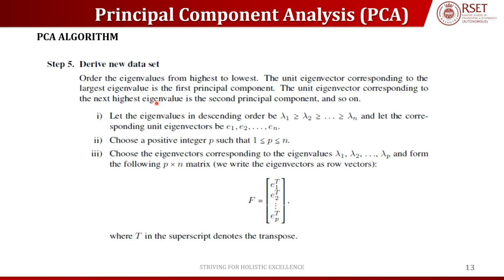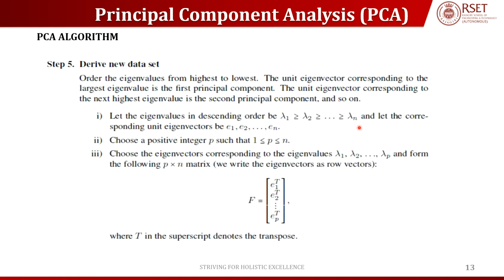Now in step 5 we have to derive the new data set. So we order our results and perform the final transformation here. First we have to order the eigenvalues from highest to lowest. The unit eigenvector corresponding to the largest eigenvalue lambda 1 is our first principal component E1, and the one corresponding to lambda 2 is the second principal component, and so on.